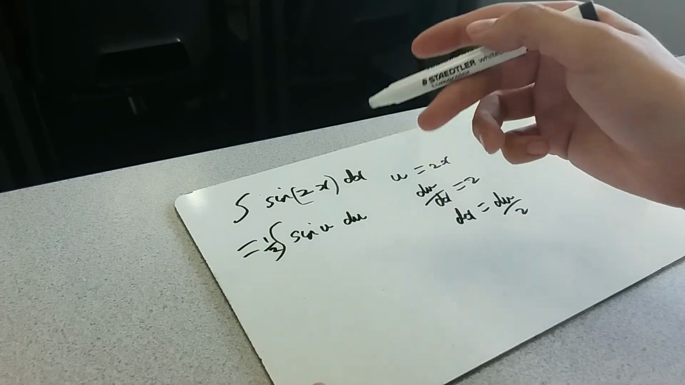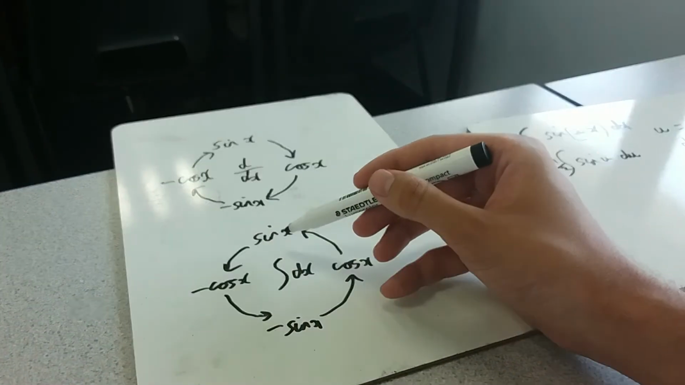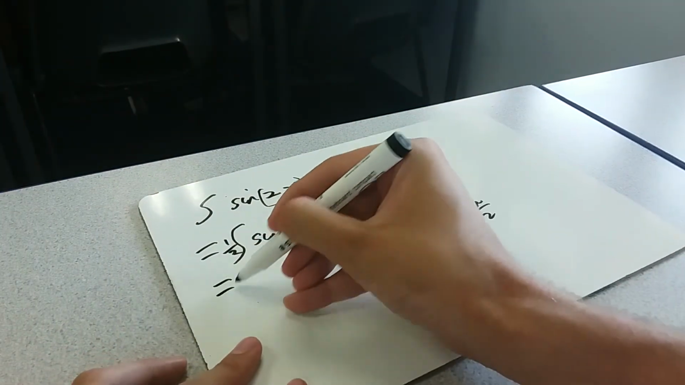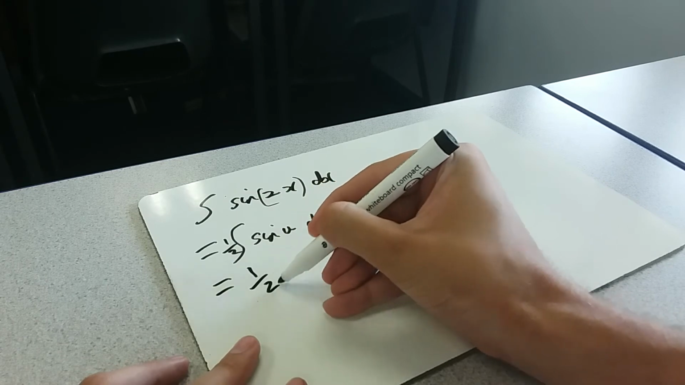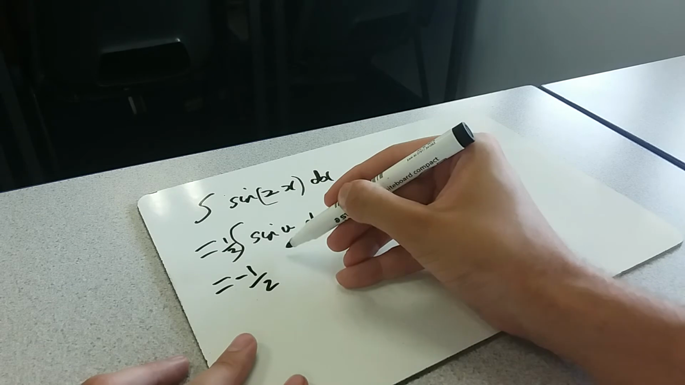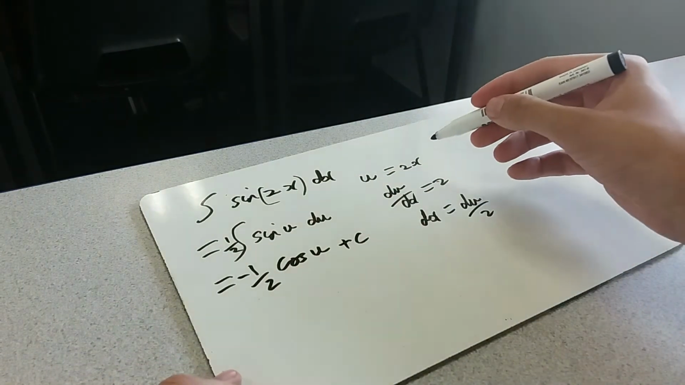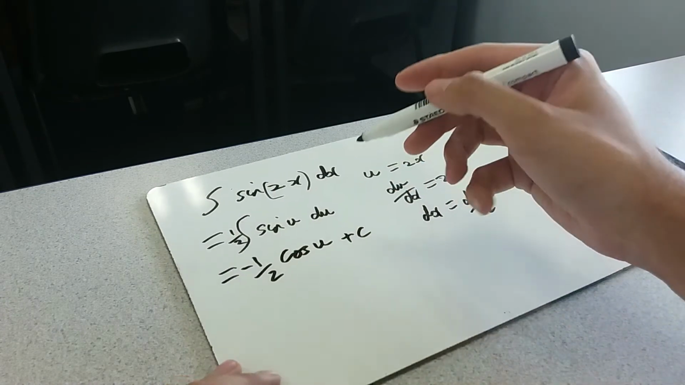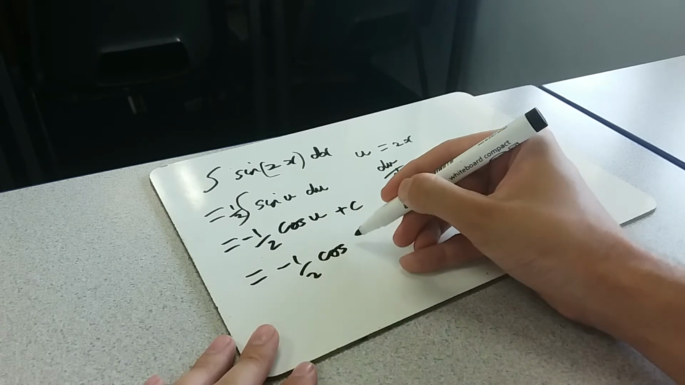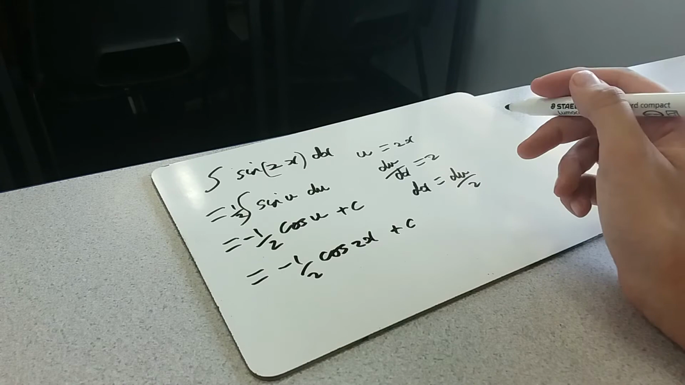Okay, sine u, well, thinking back to our thing over here, sine integrates to minus cos. So, equals, we've still got the half. Sine goes to minus cos, so I'll bring the minus out the beginning, and we have cos u plus c. And then we could pop that back in. So we have equals minus a half cos of 2x plus c. Cool. Here's one for you to have a go at.